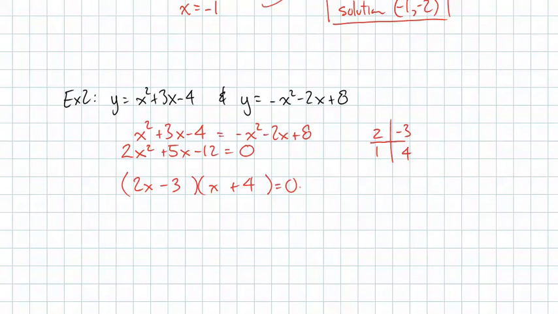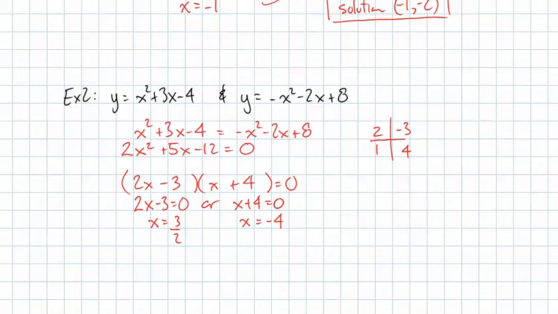Both of these examples factored. Sometimes they won't. Sometimes you'll need to use the quadratic formula. This leads to the zero product rule, that if factor times factor equals 0, then one or the other factor must themselves be 0. Therefore x is 3/2, or x is negative 4. And because I have two x values, I'm going to get two corresponding y values. And I need to find out what those are.